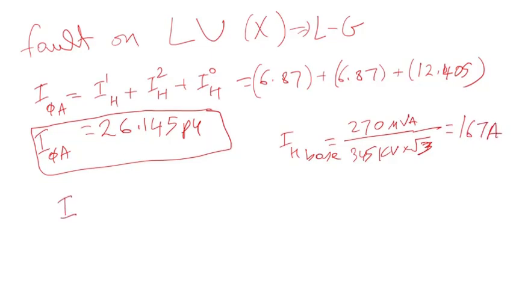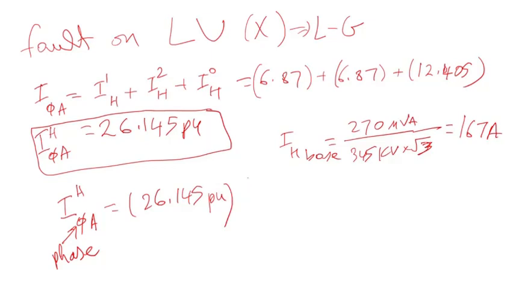So the current that will flow through phase A of the high voltage, probably I should write H here just so it indicates it's the high voltage. Phase A is 26.145 per unit times 167 amps, which is 4.4 kiloamps or kA.